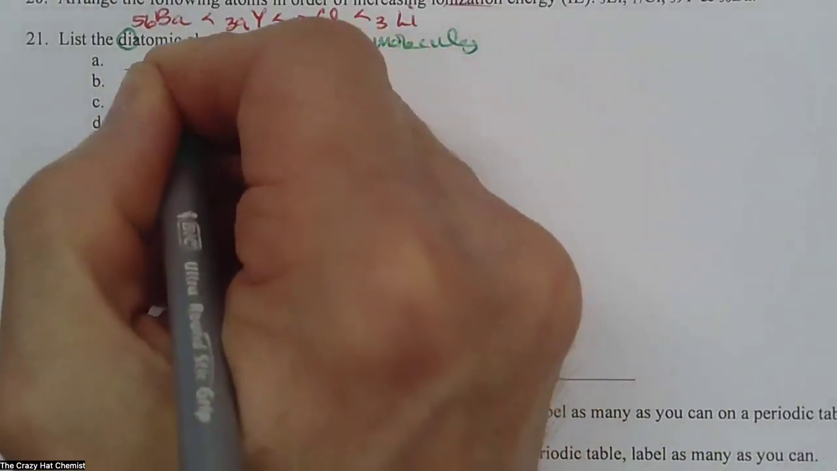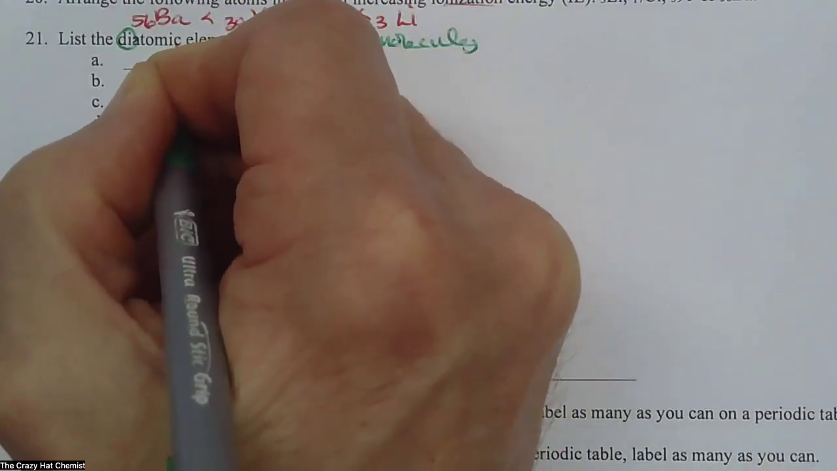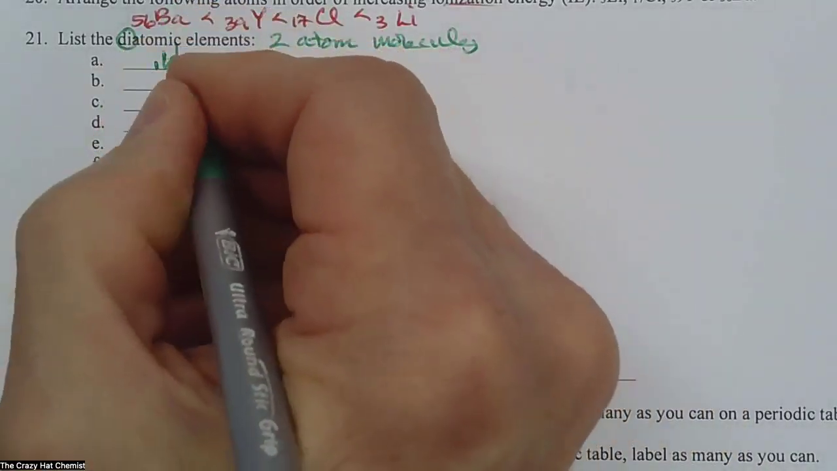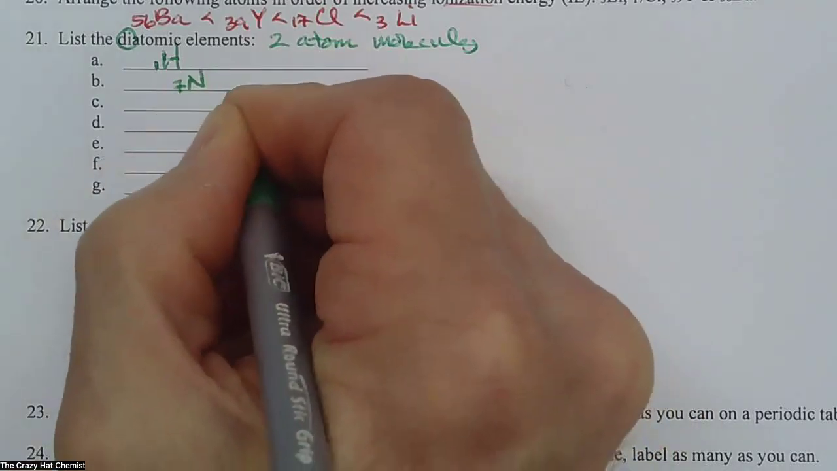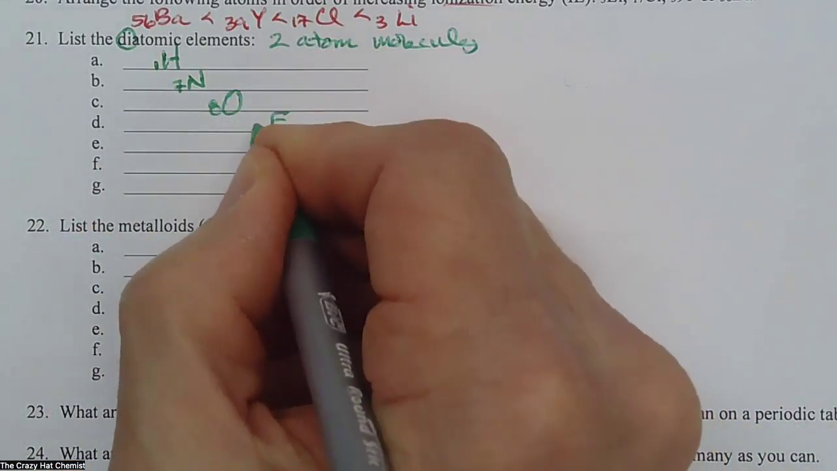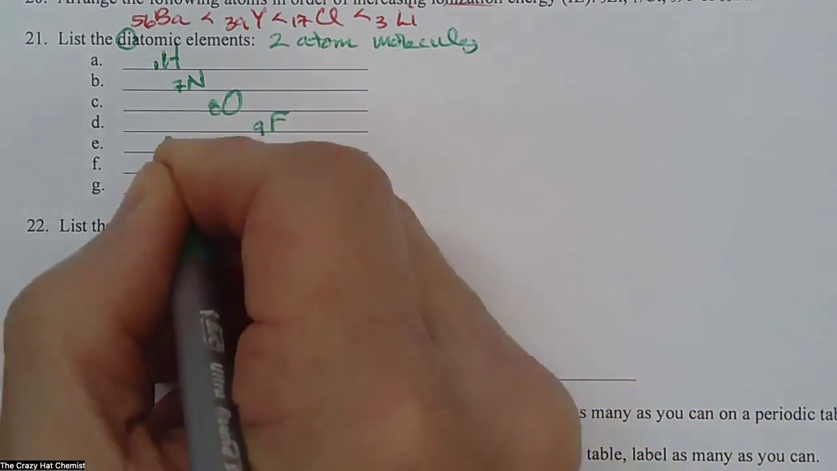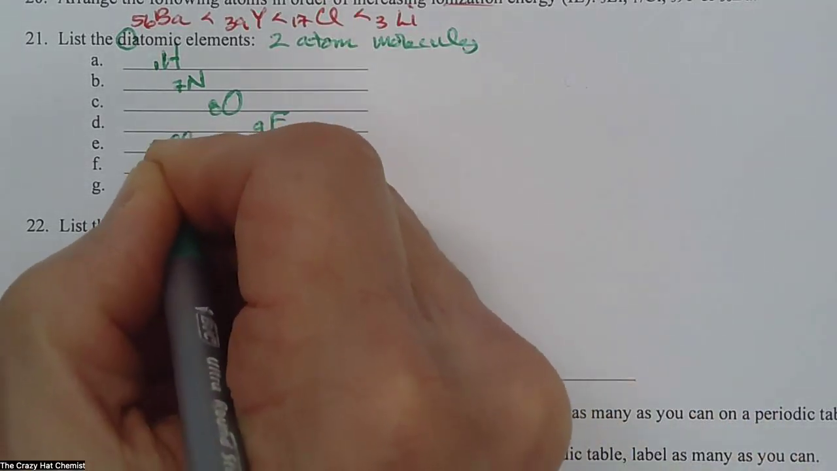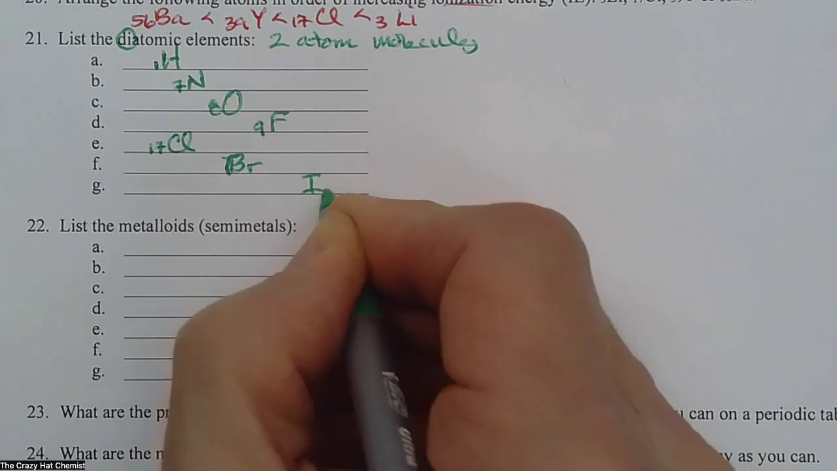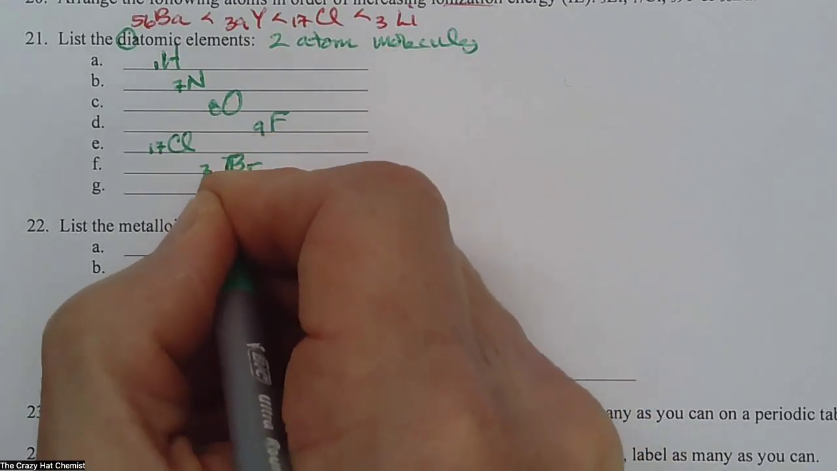So I'm going to write these down here. I have hydrogen, that's element number 1. Then nitrogen, element number 7. Oxygen, element number 8. Fluorine, number 9. Chlorine, number 17. Bromine would be next, and then iodine. Bromine is number 35.